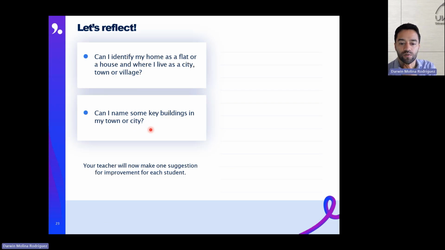Si logramos los objetivos de la clase, logramos adquirir el vocabulario. Entonces les recomiendo, si de pronto estas preguntas usted las respondió de forma negativa, le recomiendo volver a revisar la sesión. Y en la lección estamos repasando ese vocabulario. Si la respuesta es afirmativa, pues congratulations, very good.